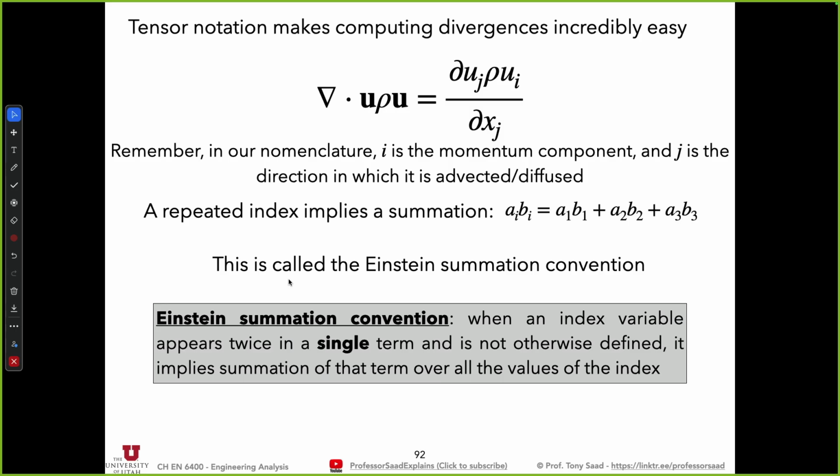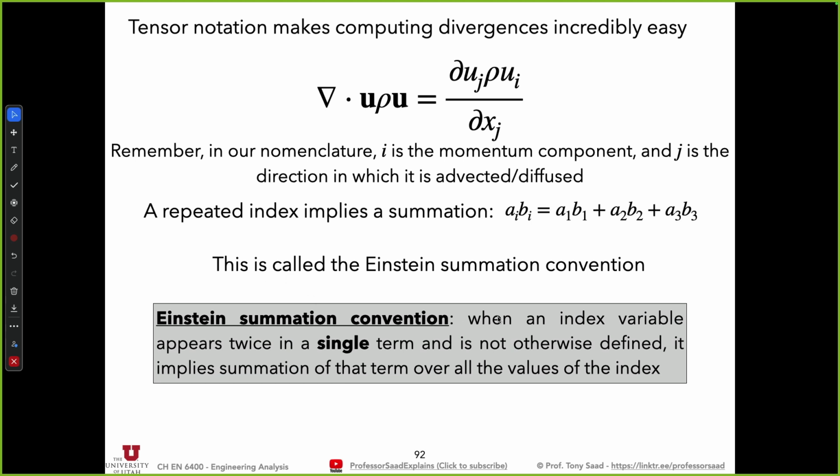And to avoid having to write a lot of summations, he said, I'm going to assume that whenever I have a repeated index, this implies a summation. So whenever you see a_i b_i, this means a1b1 plus a2b2 plus a3b3, okay?